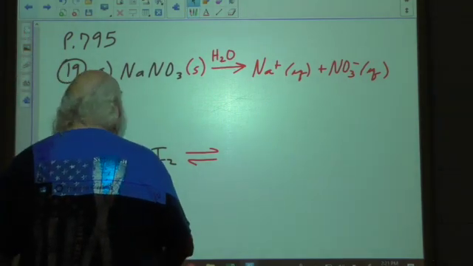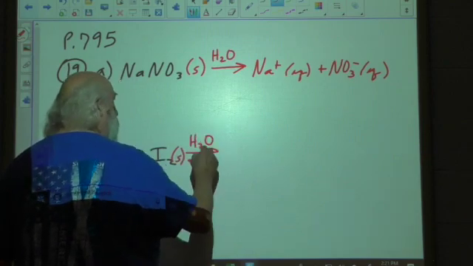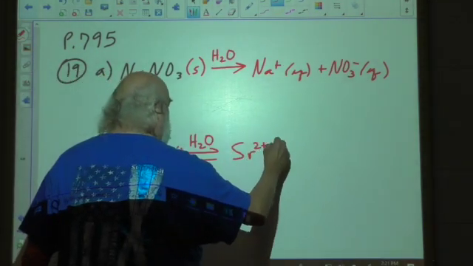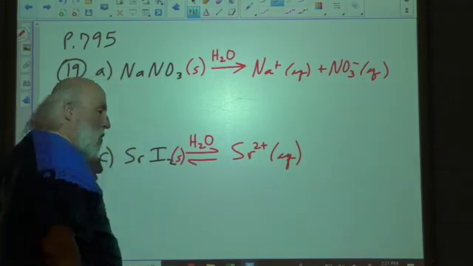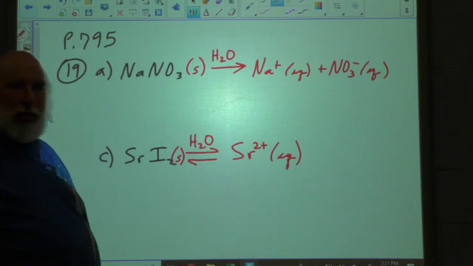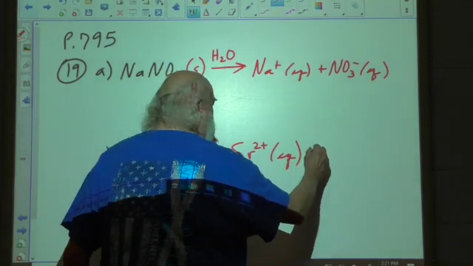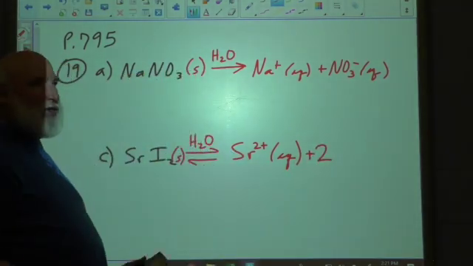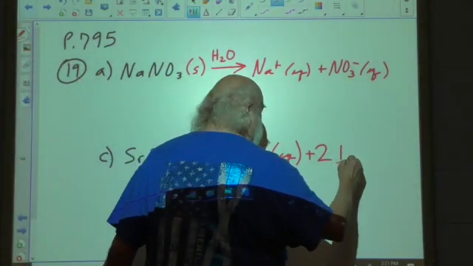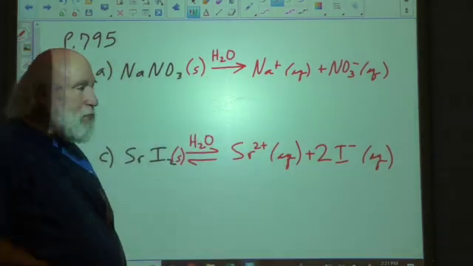Again, we should put the solid here and H2O above the arrows. Strontium is a group 2 metal, has a positive 2 charge, so Sr2+, and what little bit actually dissolves will be aqueous. And iodine is a halogen, group 7A, negative 1 charge, and there's 2 of them, so we put the 2 in front because iodine, while it is diatomic as an atom, it is not as an ion. So this will be I-, and that will be aqueous. And that's all you have to do for that.